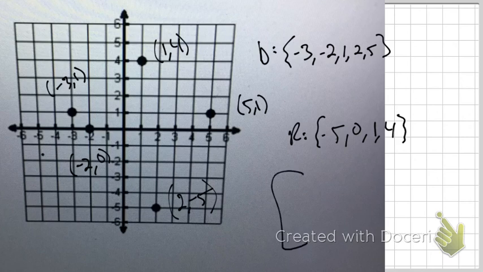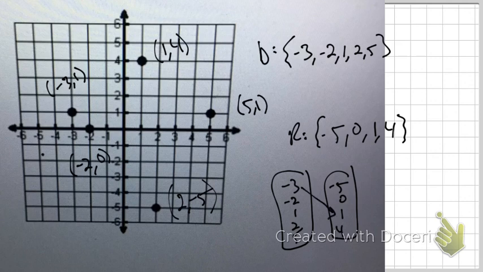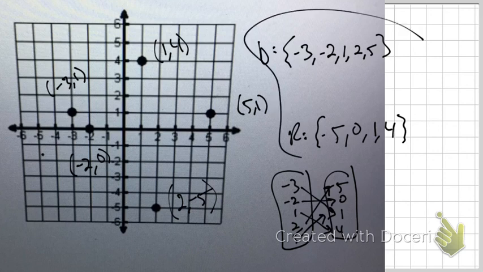And remember, I'm cool with you writing those as a mapping diagram if you wanted. Did I miss one? Negative 5, 0, 1, 4. Nope, 2 of them go to 1. So negative 3 goes to 1. Negative 2 goes to 0. 1 goes to 4. 2 goes to negative 5. And 5 goes to 1. That's another way you could do it. I would take either way. This one's probably the simplest way, but maybe you're really vibing. I like the visual of the mapping diagram.